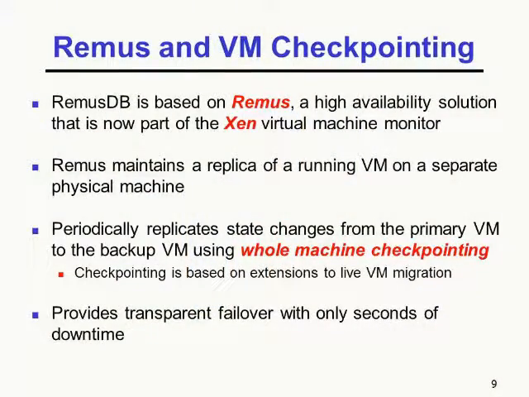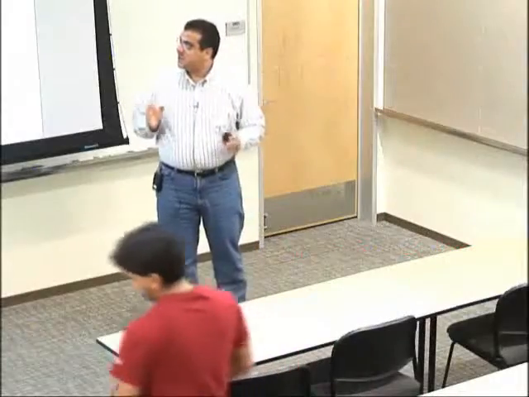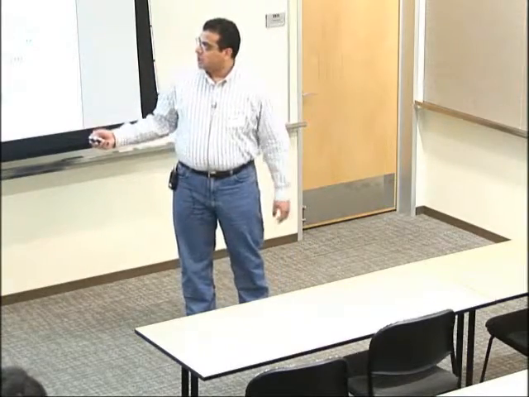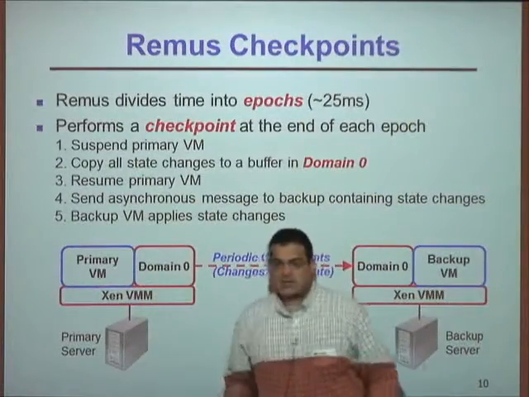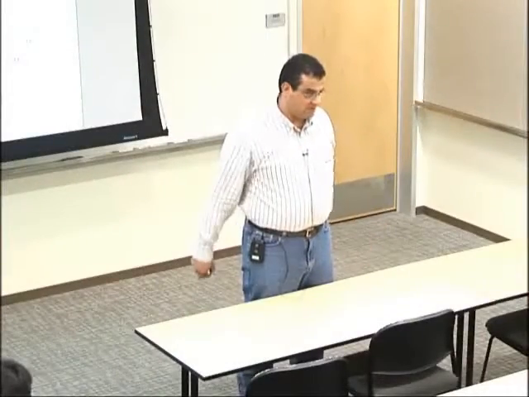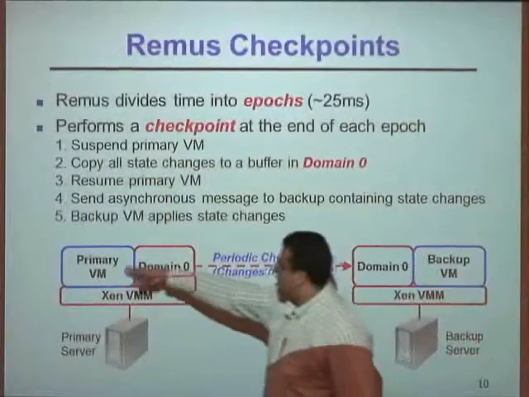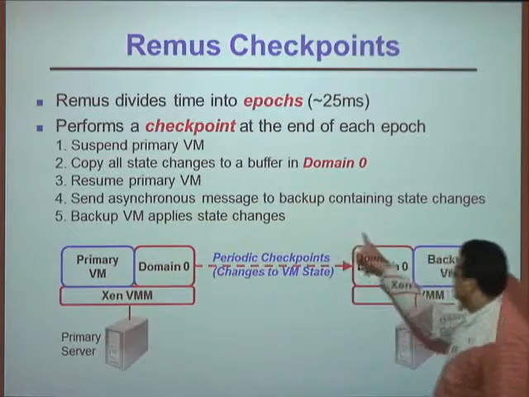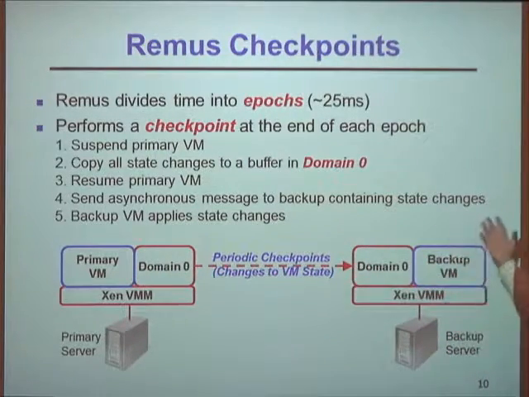Okay. So how does Remus do this whole machine checkpoint? How does Remus achieve high availability? Remus divides time into epochs. The epoch length is a tunable parameter, but think of it as 25 milliseconds. Remus lets the primary run uninterrupted for 25 milliseconds. There is no lockstep execution between primary and backup here. At the end of this epoch, Remus performs a checkpoint in which it suspends the primary virtual machine and copies state changes from the primary virtual machine to domain zero. For those of you who are not familiar with Xen terminology, domain zero is a privileged, administrative virtual machine that exists on any physical machine running Xen. After this copy is done, the primary virtual machine can be resumed. Then asynchronously, Dom0 copies the checkpoint to the backup server, where the backup server applies it to its state.